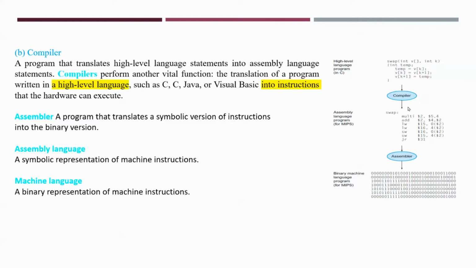So the compiler is also one kind of system software. Apart from the system software, we have some application software. As I already told, application software includes any application that you run on your computer.